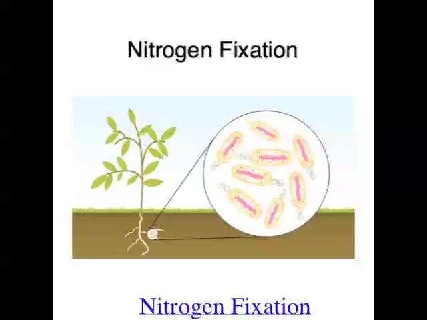So in fact, plants, and in fact all life on Earth, are really dependent on these bacteria called nitrogen-fixing bacteria. And these bacteria can convert the nitrogen in the air into a form that's usable by plants. And so then the plants can use that nitrogen to produce proteins and things like that. But those nitrogen-fixing bacteria are crucial for all life on Earth.